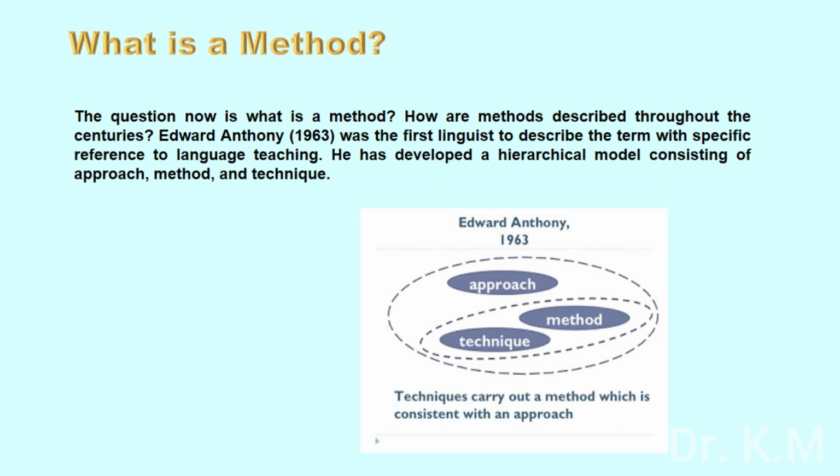What is a method? The question now is, what is a method? How are methods described throughout the centuries? Edward Anthony, 1963, was the first linguist to describe the term with specific reference to language teaching. He developed a hierarchical model consisting of approach, method, and technique. Here the arrangement is hierarchical, and the organizational key is that the techniques are consistent with a method. Thus, a method implies a plan for presenting appropriate material in accordance with the approach, which guides classroom activities.